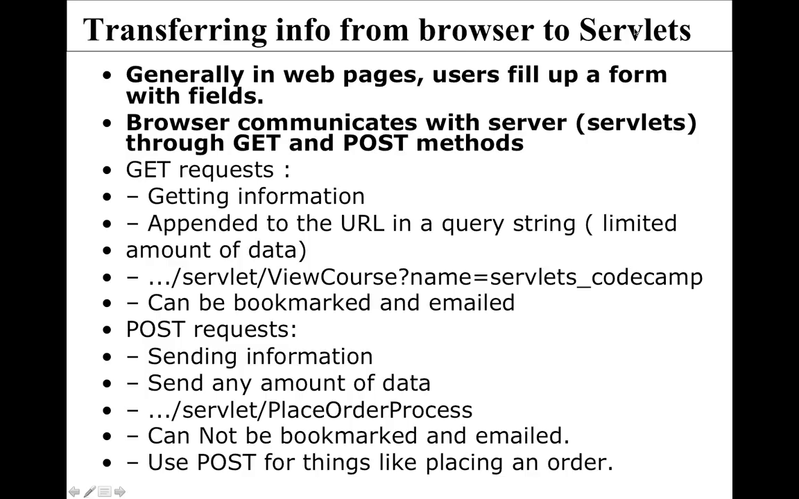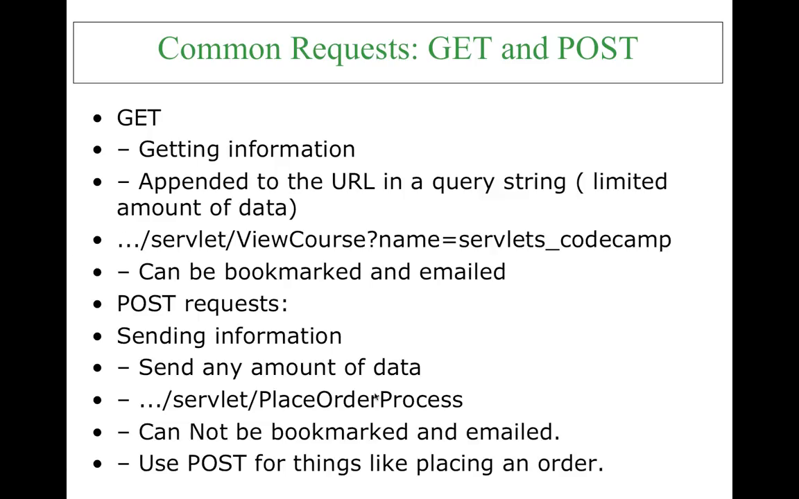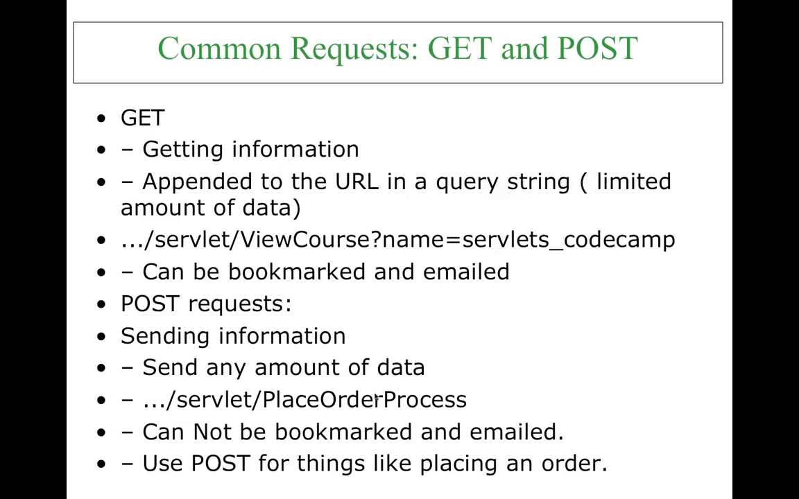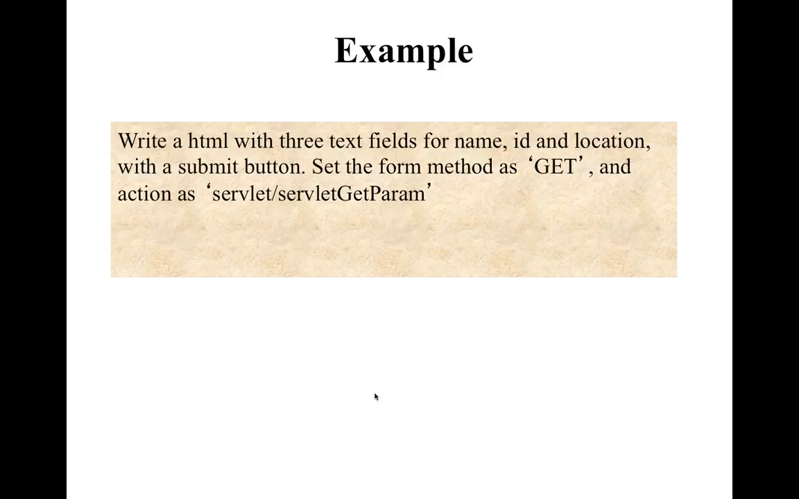Generally in web pages, users fill up a form with fields. The browser communicates with the server through either get or post or one of these methods, and a get request sends the information appended to the URL in the query string. Whatever parameters you're passing will be in the query string like this, right? That's what we saw. Anything after the question mark is nothing but a query string. And a post request sends information, and can send any amount of data. That's the difference between get and post. Fine. So now let's move forward.